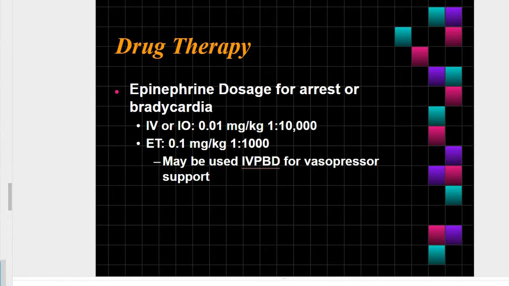If you're having trouble getting an IV, and there's going to be a delay in IO, and you're in an arrest situation, you can give it ET if you have that at 0.1 milligrams per kilogram, 1 to 1,000 solution. Back it down.